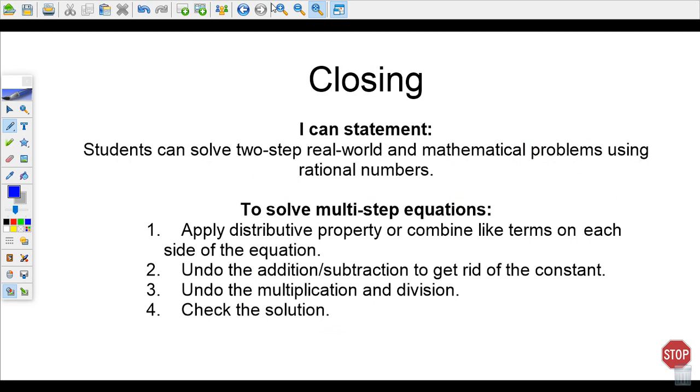So let's review. We've learned throughout all of these videos to solve two-step mathematical problems using rational numbers. At this point, we can solve multi-step equations. We look for a distributive property, or we look to combine like terms before we start solving. So we want to simplify the equation as much as possible before we start solving it. And then remember the present, the wrapped gift box. There's a certain order. You have to undo the addition and subtraction first, then undo the multiplication and division. And don't forget to check your solution. That will be very helpful for you. If you make a mistake, you'll know it right away when you check your solution.